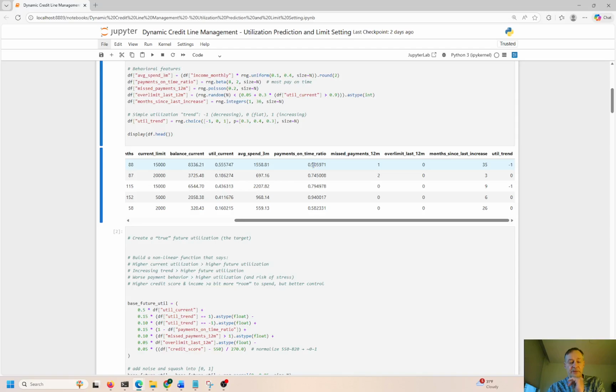I'm not 100%. It used to be 100% before COVID. After COVID, everything got jammed up like nobody could even imagine just a few years ago. Is there any missed payments in the last 12 months, over limit, exceeded in the last 12 months, and months since last increase, right? So again, the credit limit can be dynamic.